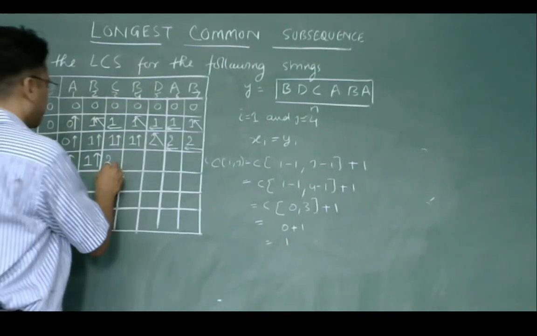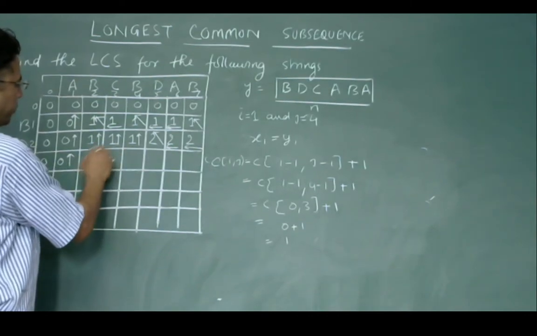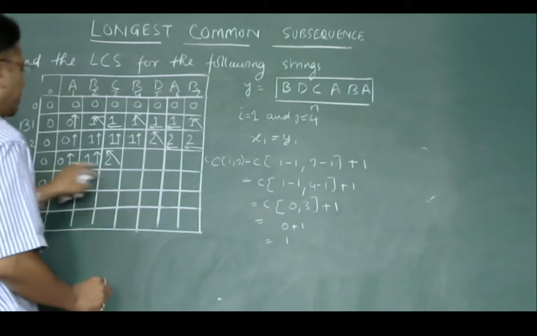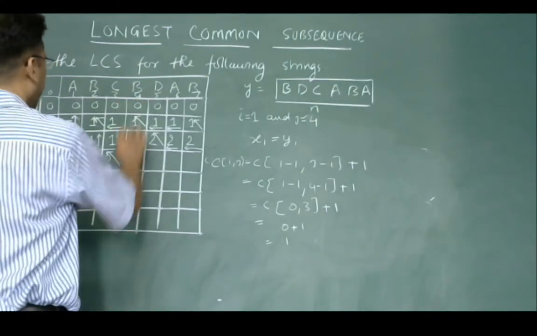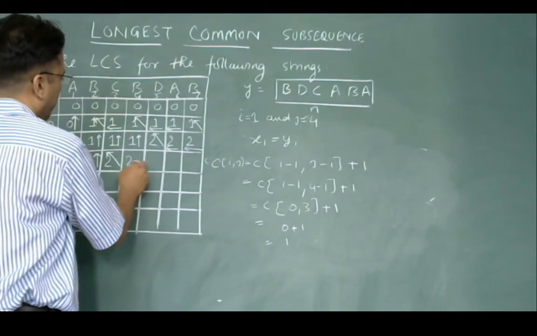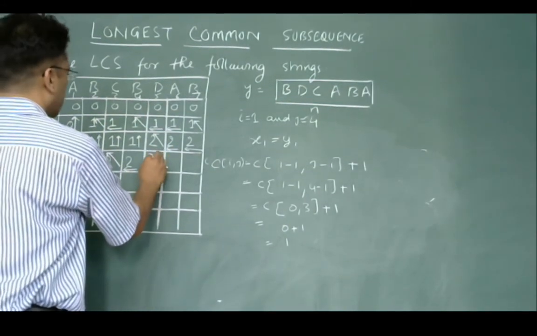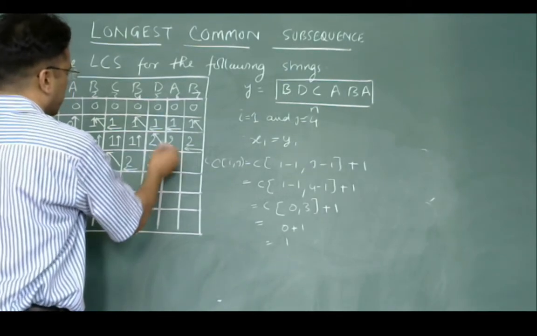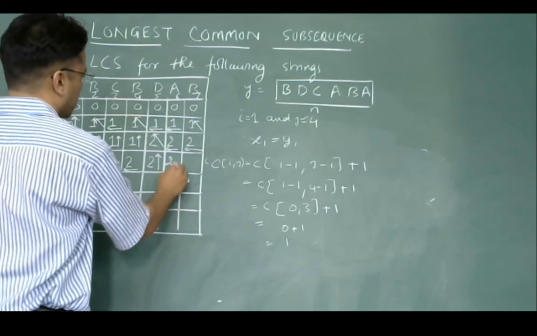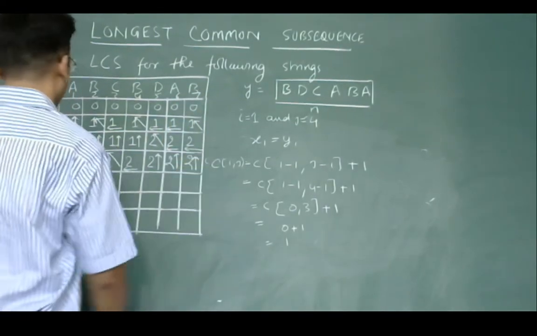So here there is a match. So add one to the diagonal element and place an inclined arrow, because in the position of a match the arrow is inclined. And C and B, there is no match, so place the greater value and point the arrow toward it. C and D, no match, 2, an arrow in the upward direction. C and A, no match, upward direction. C and B, no match, upward direction.